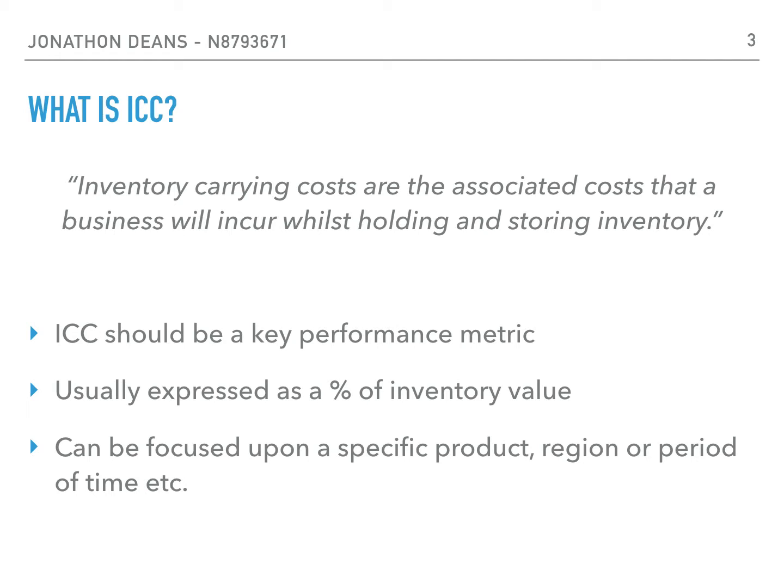Basically, ICC is a key performance metric that is used to evaluate the amount of cash tied up in inventory. It is a cost that businesses will incur whilst holding and storing inventory. The rate is often expressed as a percentage of inventory value and may be evaluated for the entire firm, for specific product categories, specific regions, and for specific time periods. The rate may include taxes, employee costs, depreciation, insurance, and the cost of replacing inventory.